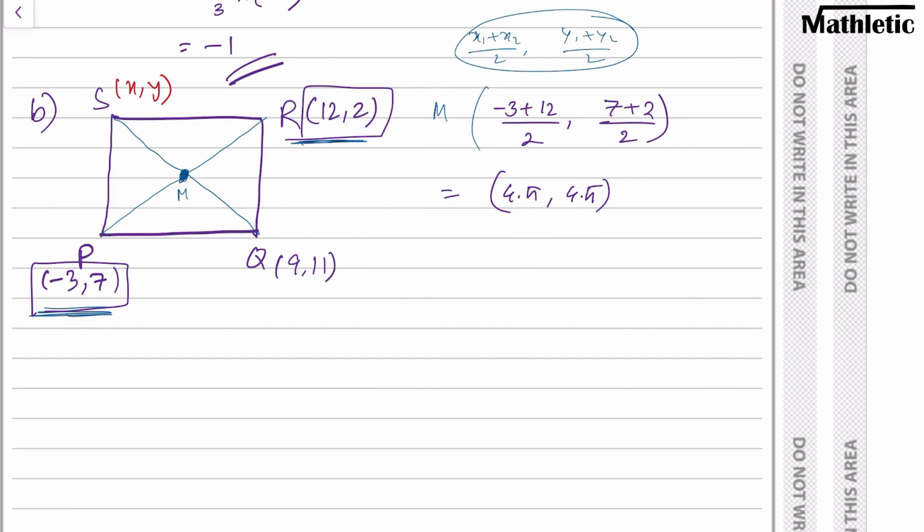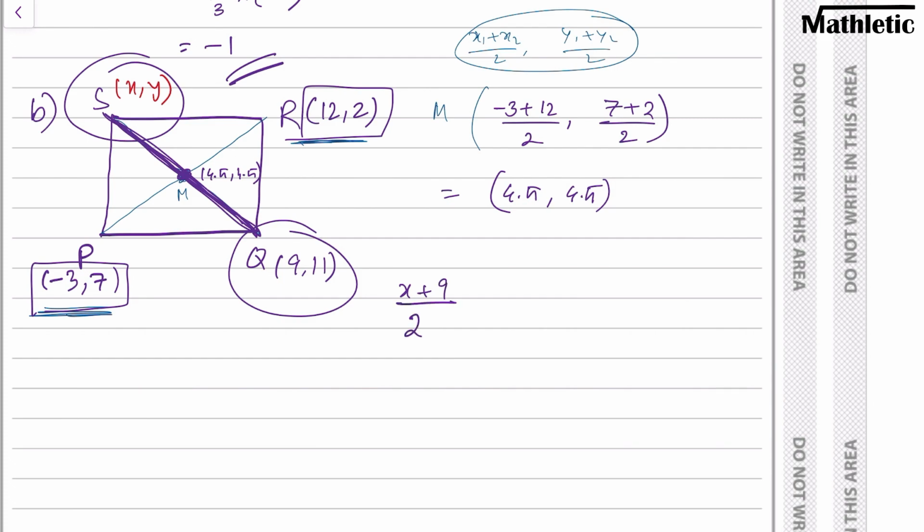So next, we know this coordinate 4.5, 4.5. Next I will use the same concept for this line SQ. So the midpoint of S and Q will be M, right? So (x + 9) divided by 2, as in the x coordinate of S and the x coordinate of Q. The average of these two will give us the coordinate of the center, which is 4.5.